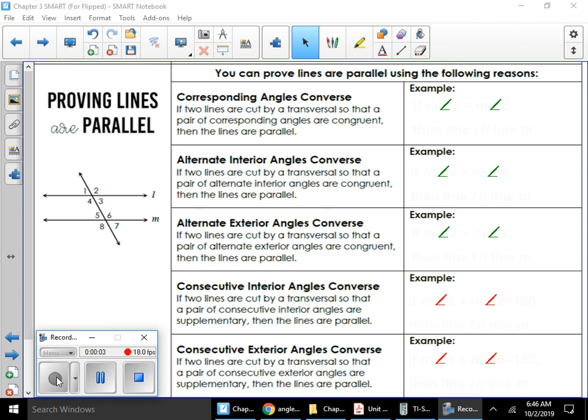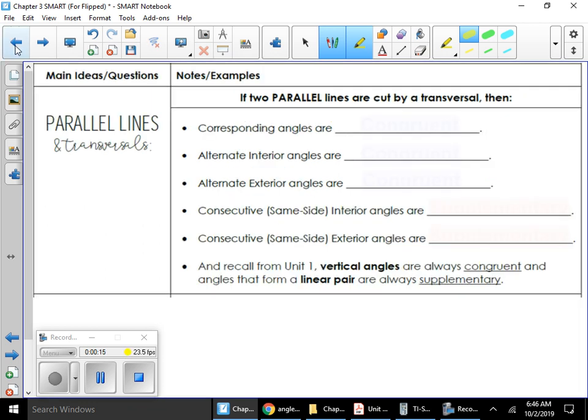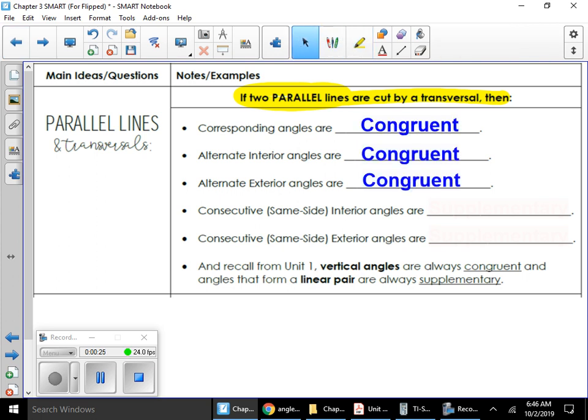All right, the goal today is to start looking at converses. Recall that a converse is what happens when you flip an if-then statement. So we go back to our notes from Tuesday. Parallel lines, if you know you have them, and they are cut by a transversal, then you get all of the following things. Corresponding angles, alternate interior angles, and alternate exterior angles are congruent, where consecutive, both interior and exterior angles are supplementary. A converse is when we flip that if-then statement around.